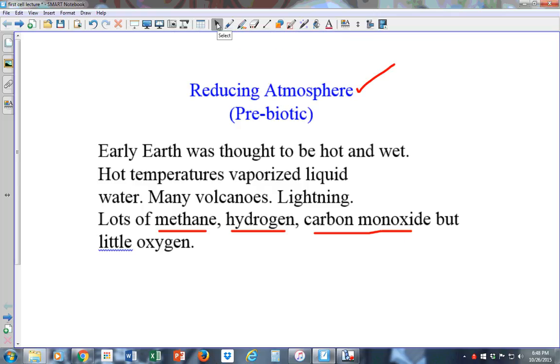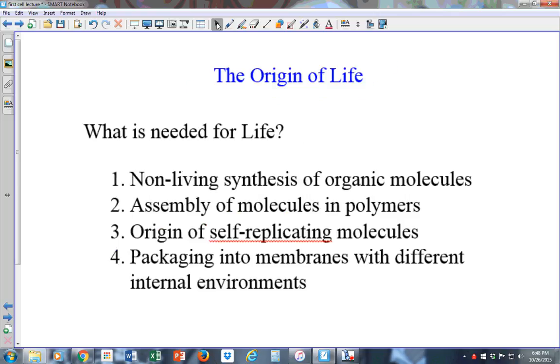How did the first cells get going in such an environment when they really didn't have what they needed to sustain life? Okay, let's look at the 4 conditions that they would need. In order for living things, primitive cells, to get going here, we have to satisfy 4 different things. First of all, you need to make organic molecules from non-living inorganic matter. That's going to be a real trick. The second thing is we need to assemble those organic molecules into very, very big macromolecules.